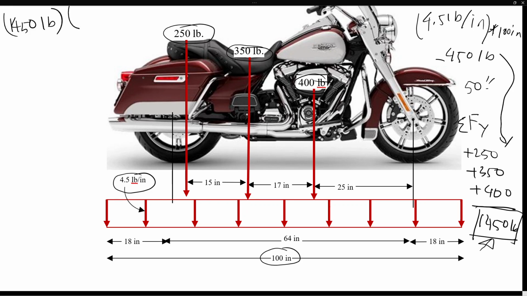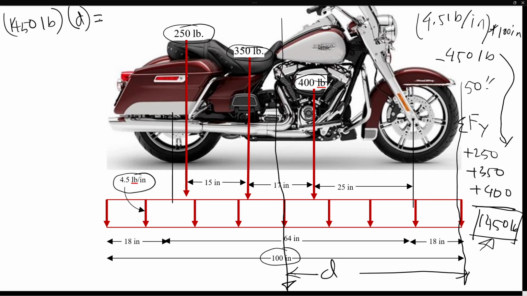Let's say we don't know the distance or location of that force, so we're going to assume that's the distance from the front of the motorcycle. And now we are taking moment with respect to the front end of the motorcycle, so let's say it's d away. That's what you're trying to calculate, the location of this resultant force.